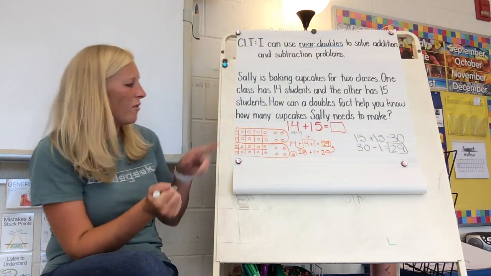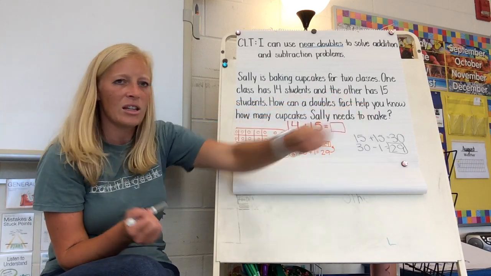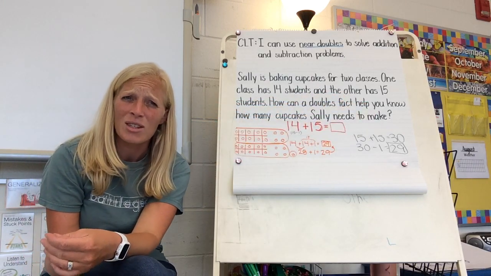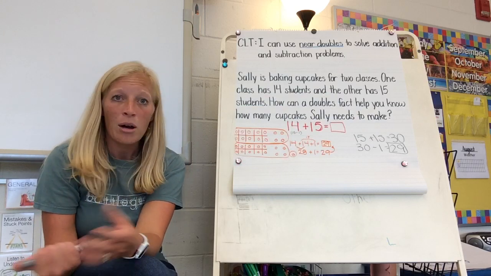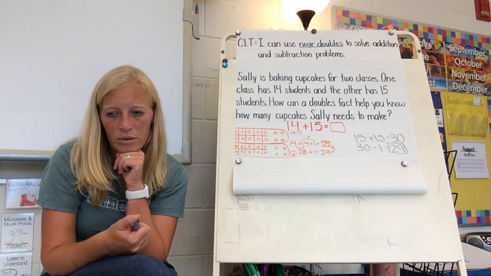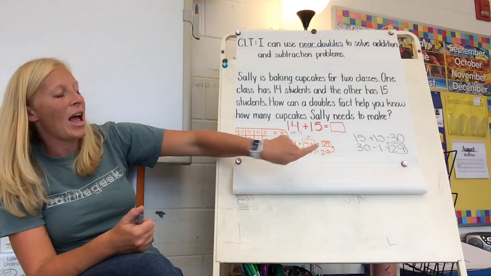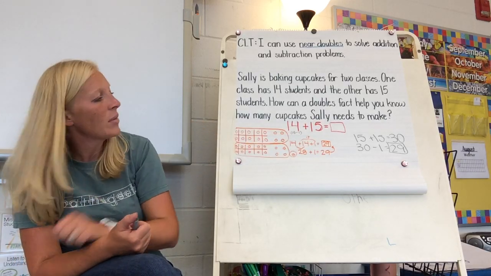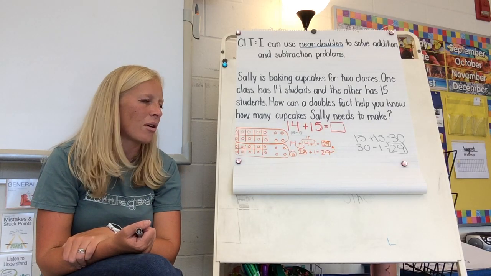Can we use both of those doubles, the 14 and the 14, or the 15 and the 15? Can we use both of them to solve these problems? How do we know? Why does it work to do both of those? Because we're adding one to that one, and we're taking one away. So we can use both of those doubles to help us solve this.